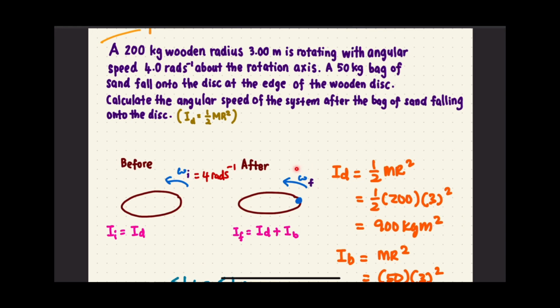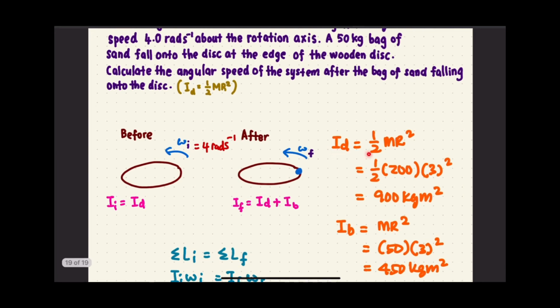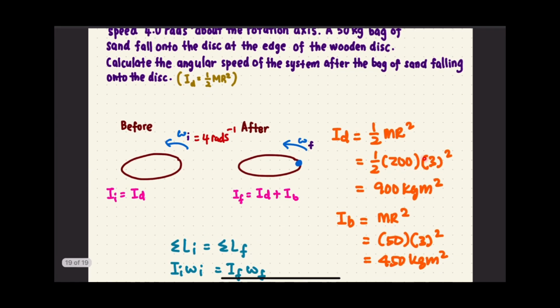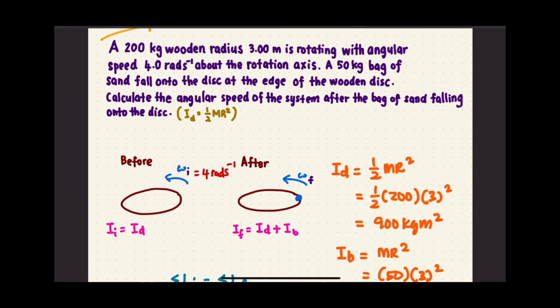Maksudnya awak kena cari omega final dia ni. Sebab dia sekali bergerak bersama-sama. So bukannya bergerak untuk sandbag ni saja. Dia duduk atas wooden disc ni. Jadi dia bergerak dengan omega yang sama, iaitu omega final. Okay, so dia bagi tahulah disc ini dia punya moment of inertia adalah half MR². So awak kena cari dulu berapa moment of inertia disc tersebut. Moment of inertia disc adalah setengah MR², di mana mass dia adalah 200 kg, darab dengan R, radius dia adalah 3 meter, kuasa 2, darab setengah. So dapatlah 900 kg m².